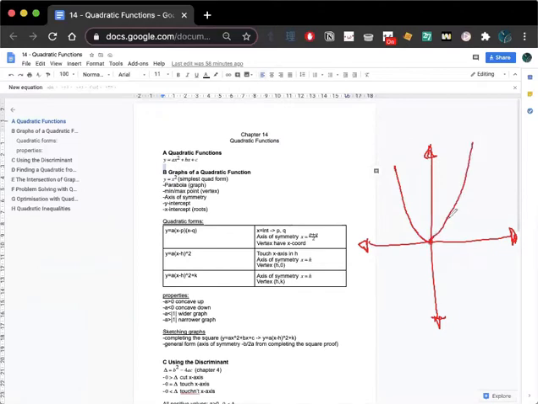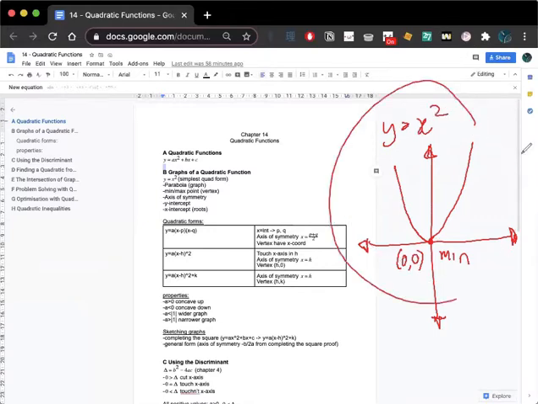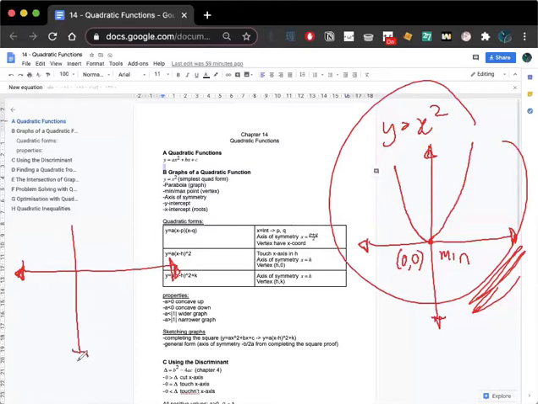Where the minimum point is at coordinates 0, with the equation y equals x squared. So this is pretty much the basic, well-known form of it. And to review, there are several terms in the parabola that you need to know.